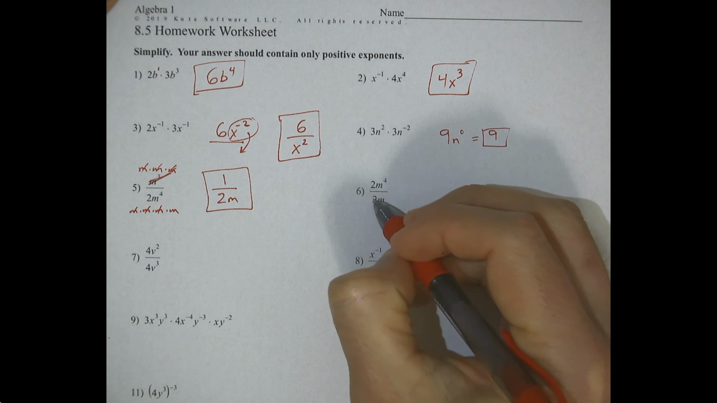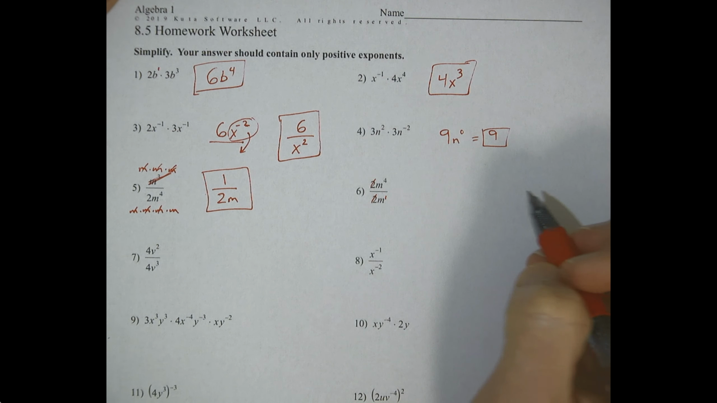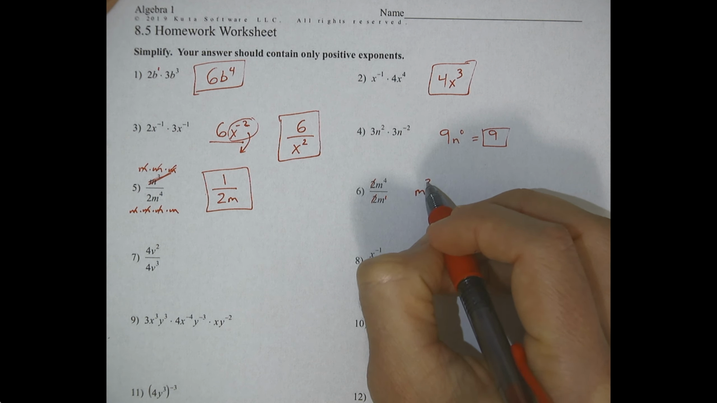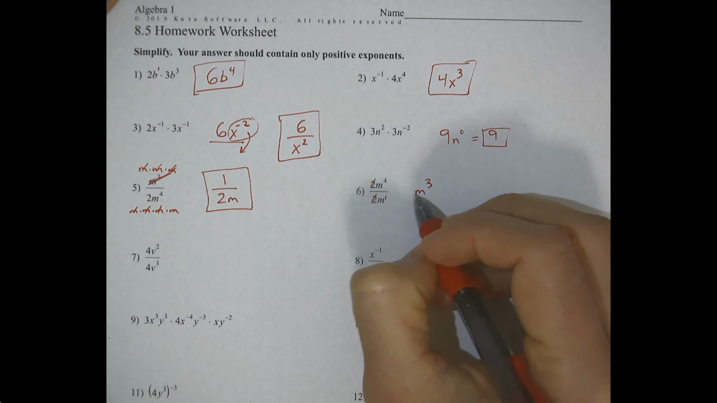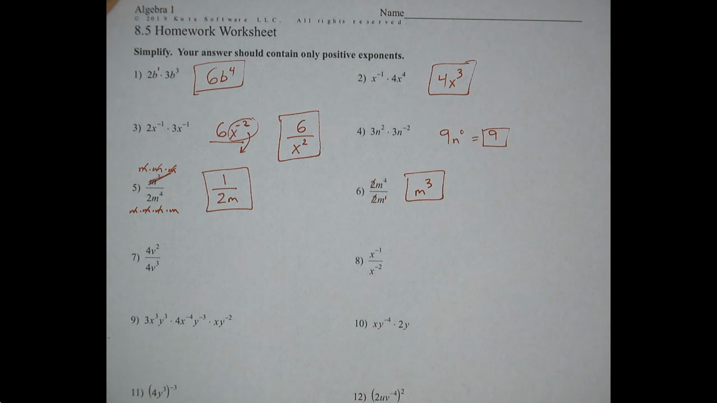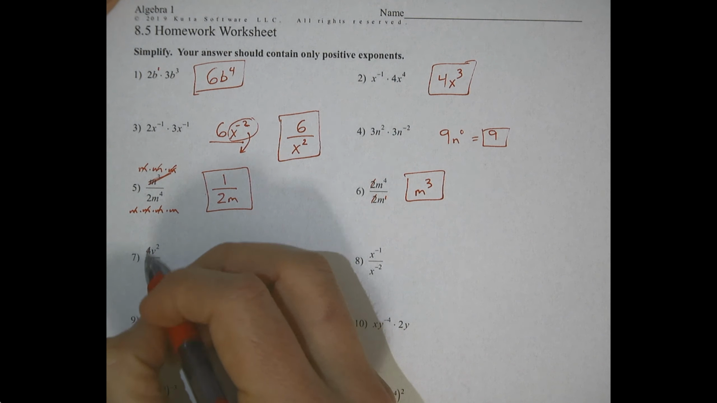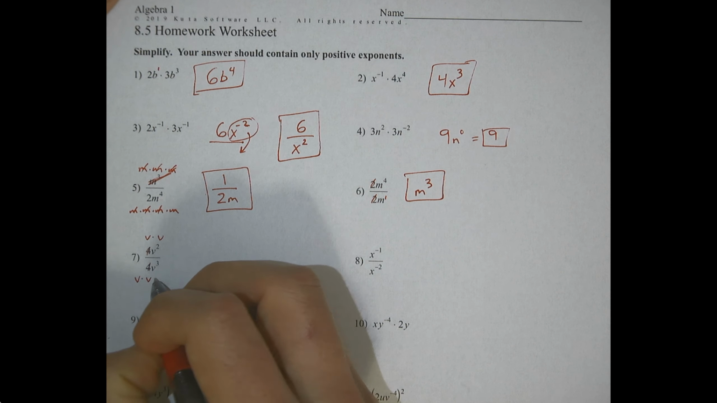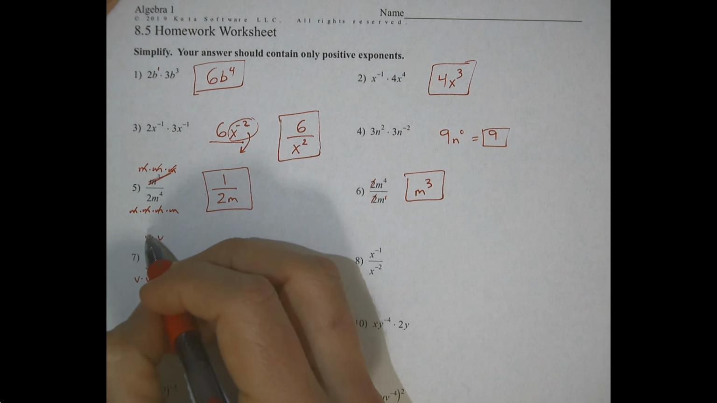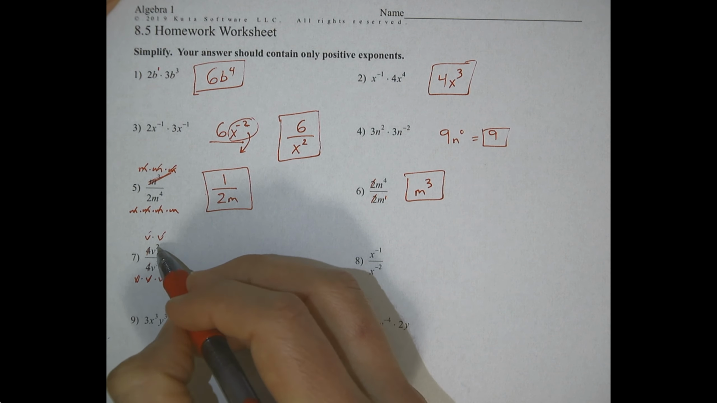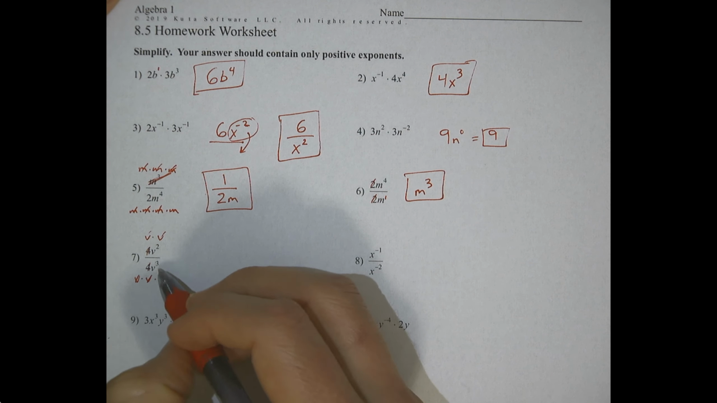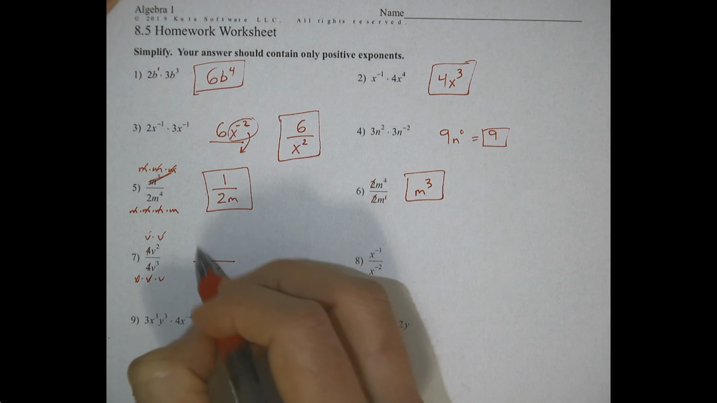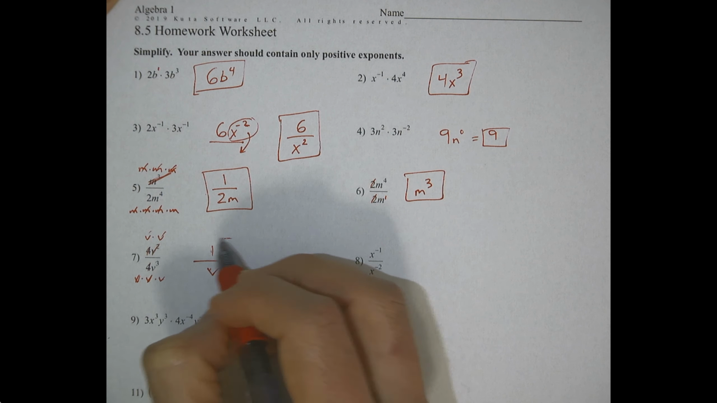Number 6, the 2's will cancel. This is m to the first. So 4 m's will cancel 1 m down here, and that leaves you 3 up top. So you can put it over 1 if you want to, or just leave it like that. Number 7, the 4's cancel. Now you have v squared, which is v times v, to the third on the bottom. So when you cancel these out, these 2 v's will cancel 2 of the v's on the bottom, which means there's still 1 left over, and it's on the bottom. Nothing on top at this point, and so you put a 1 there.